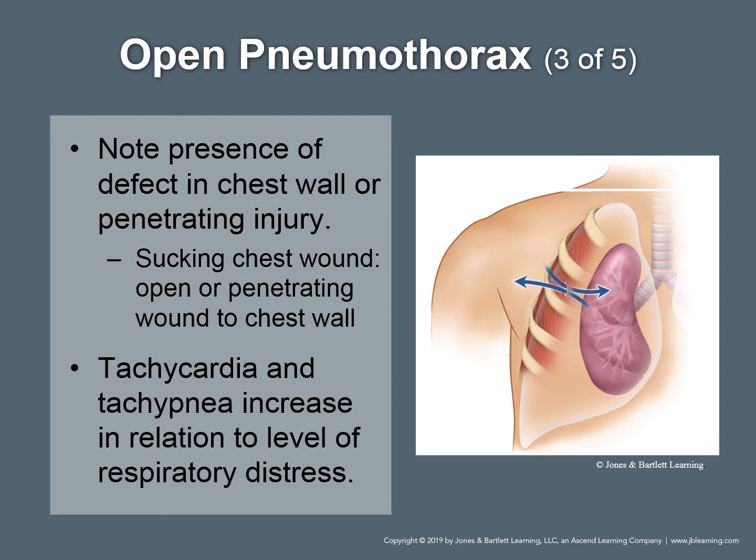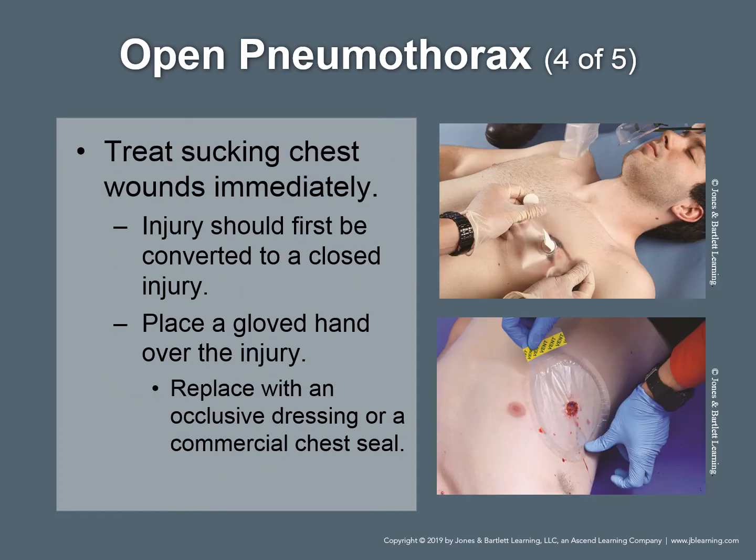So note the presence of a defect in chest wall or penetrating injury. This is an open pneumo. There's the little arrows that show how the air goes in and out. We've talked about it. It's called a sucking chest wound. Tachycardia, tachypnea, and increasing level of distress. Okay, what we have done is we've created a pneumothorax where external air is pushing against the lung.